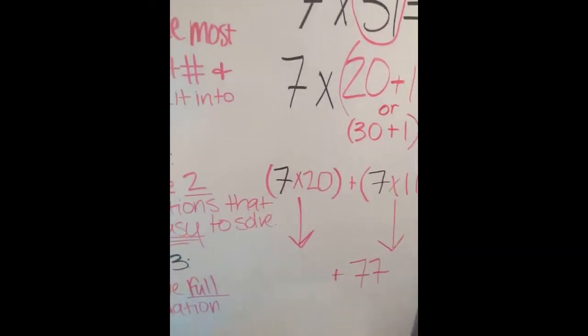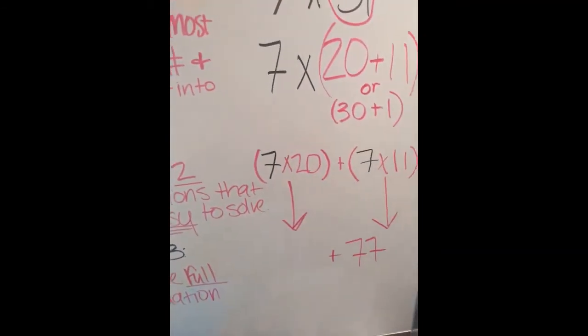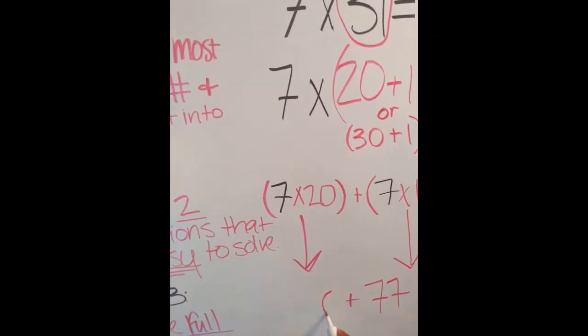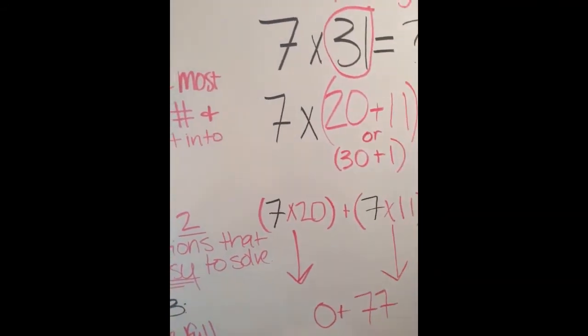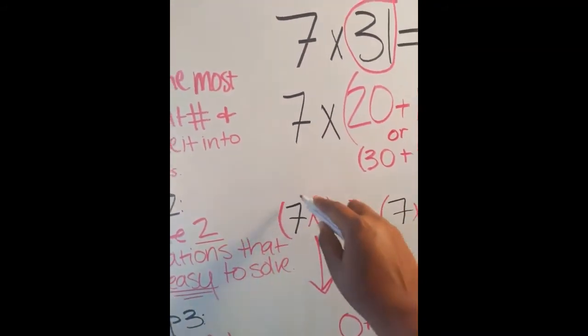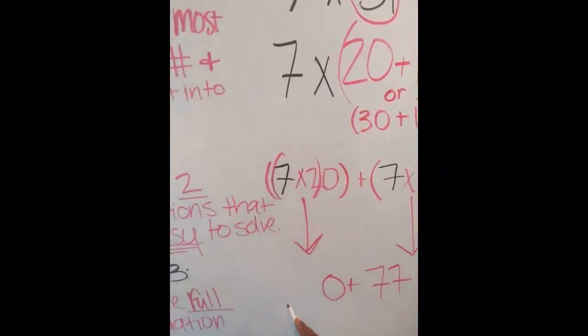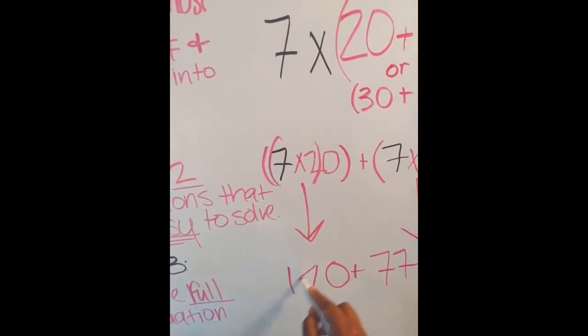And then we have 7 times 20. Now, we know any tens number, all you have to do is drop the 0. So the first thing we're going to do is go ahead and drop that 0. And then we're going to look at 7 times 2, which is a super easy equation we know off the top of our heads. 7 times 2 is 14, so 140.